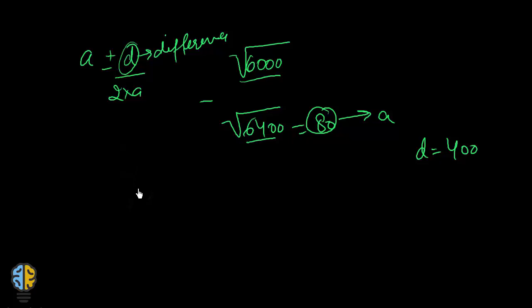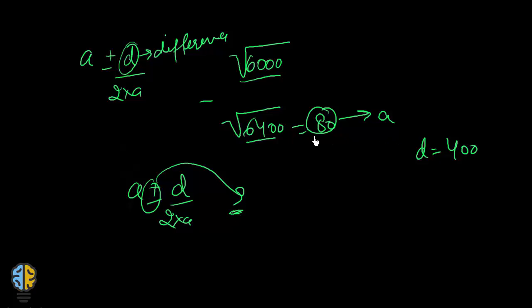So according to the formula, a plus minus d upon twice a. Now what is the significance of this plus or minus? In this case, 6,400 is larger than 6,000, so we'll use minus. If the number was smaller than 6,000, we would have used plus. So here we are using minus.